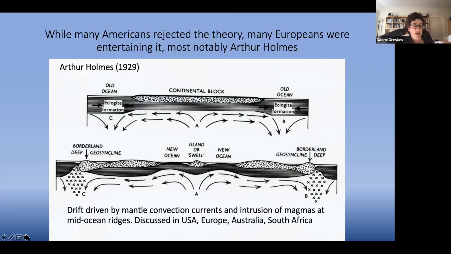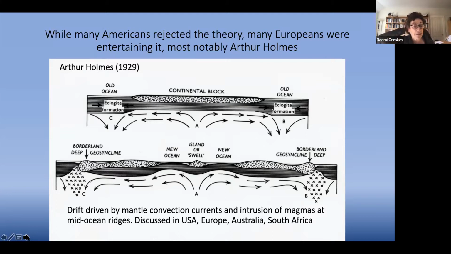So this illustration is from an article by Arthur Holmes in 1929. And you can see in this article, he's showing the idea that rising mantle convection currents are responsible for the rifting of continents. The continent rifts into two pieces, which then move laterally to the right and the left. And then the convection currents sink back into the mantle.